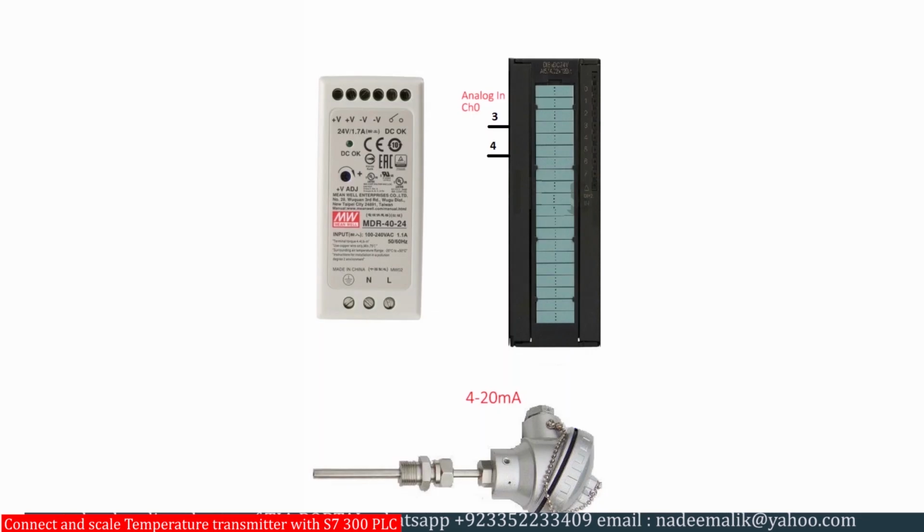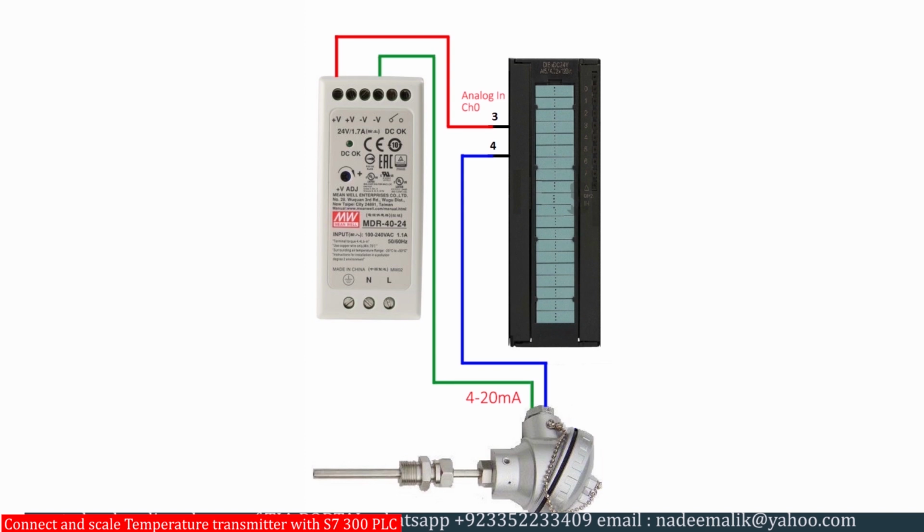First of all, have a look at the wiring of the temperature transmitter with the S7300 PLC. As we have a 2-wire analog transmitter, the wiring is really simple and straightforward. We have connected the 24-volt power supply, temperature transmitter terminals and analog input channel 0 in a series closed loop connection.